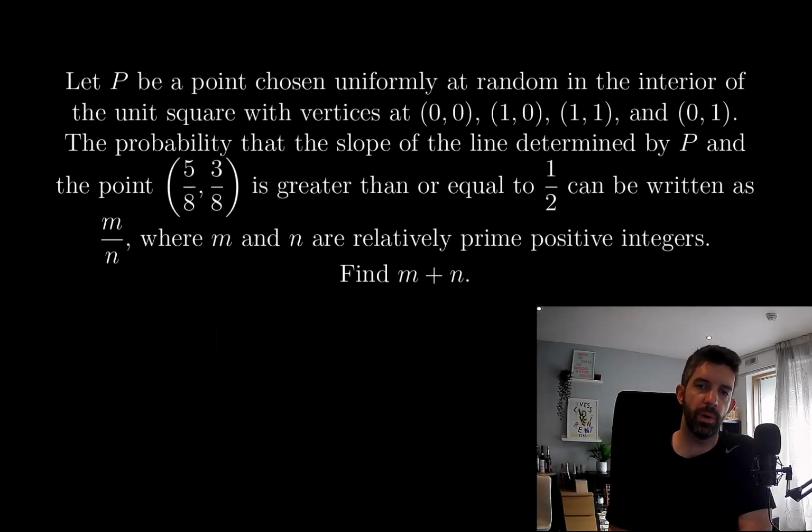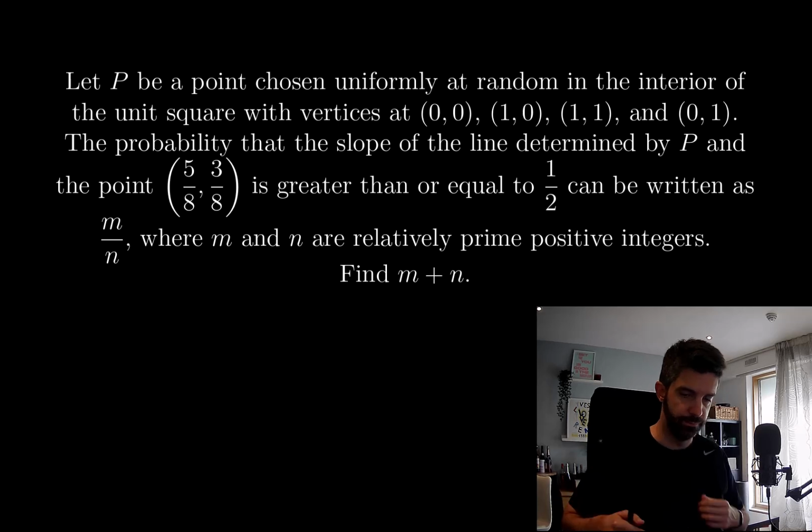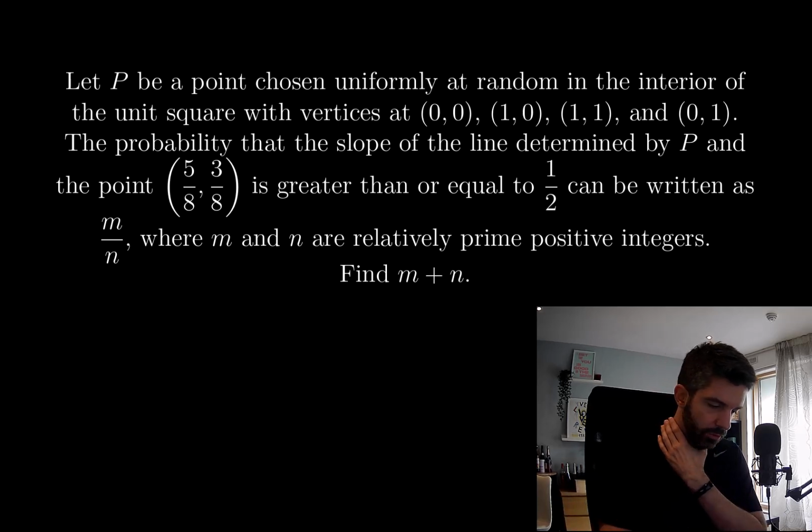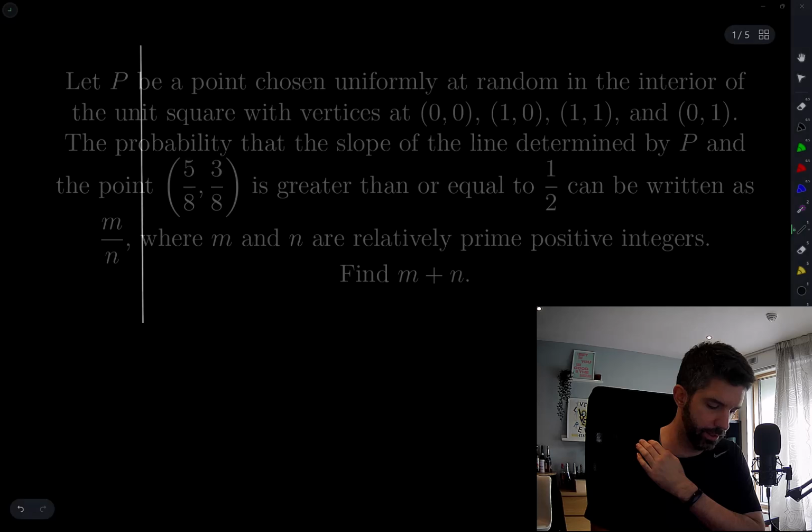Let P be a point chosen uniformly at random in the interior of the unit square with vertices at, okay, so like the standard unit square. The probability that the slope of the line determined by P and the point 5/8, 3/8 is greater than or equal to a half can be written as m over n, where m and n are relatively prime positive integers. Find m plus n.